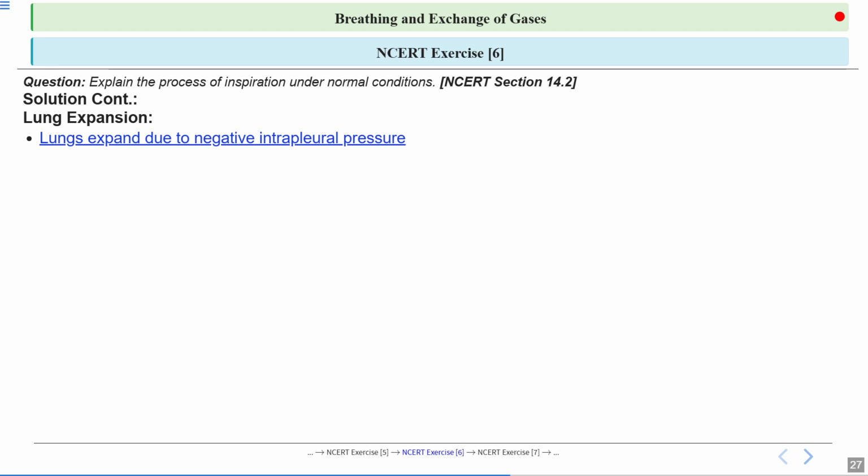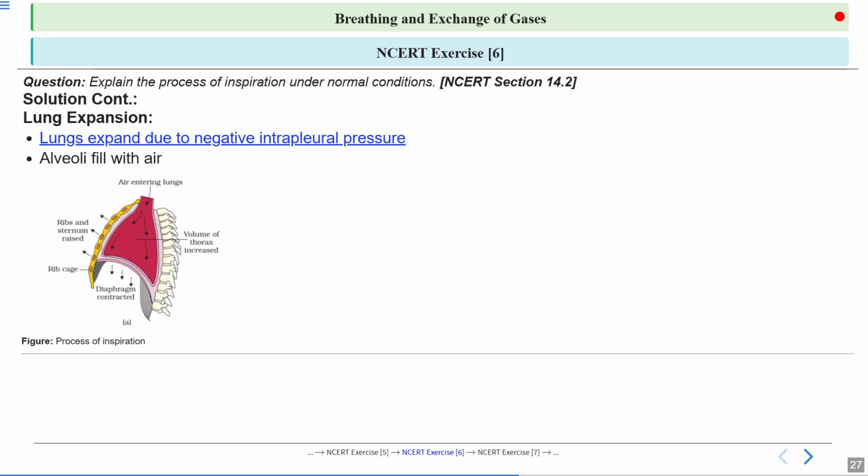Again, it is protecting your lungs. It never makes the lungs dry, which is very, very important. Also, it minimizes the pressure when pressure is exerted from the outside. This pleural fluid minimizes the pressure, right? So the lung expands due to the negative interpleural pressure, and alveoli get filled with air. This is the final inspiration process. Lung expansion leads to inspiration.